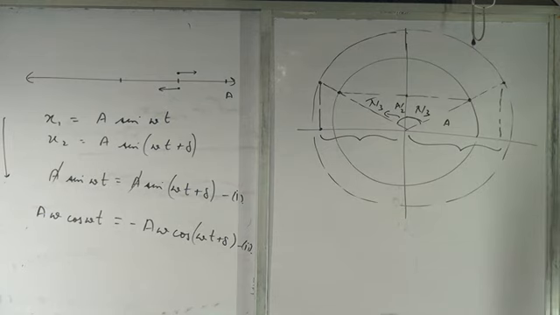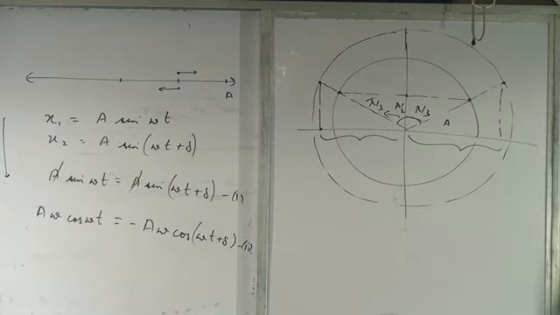Alright, write the next question. Two particles execute SHM with same amplitude, same time period, same mean position, and along the same straight line. Amplitude is equal to 20 centimeter.